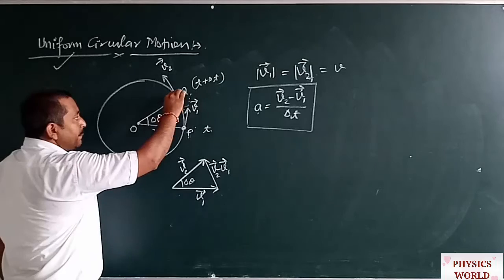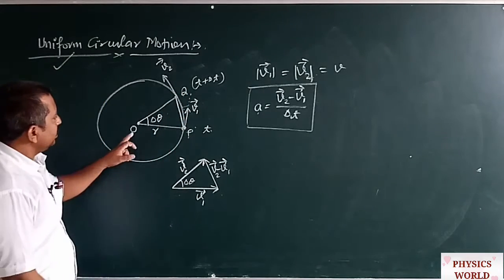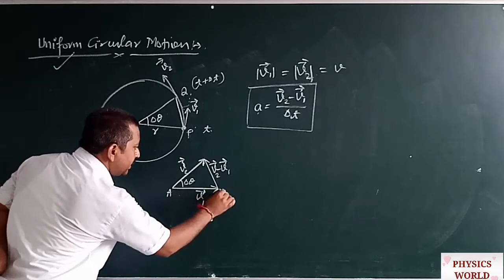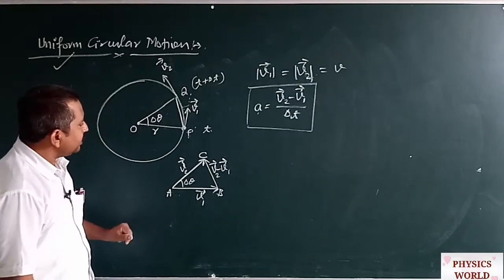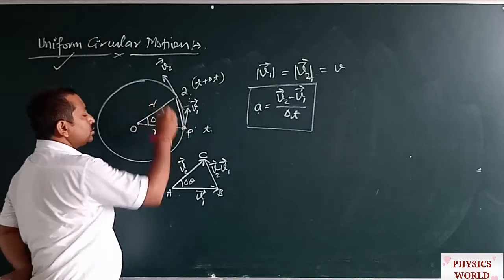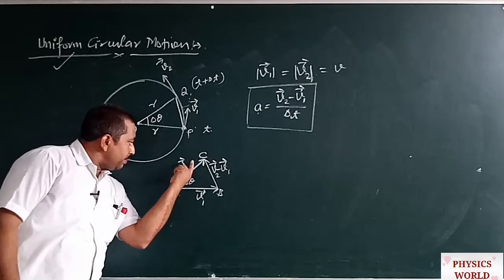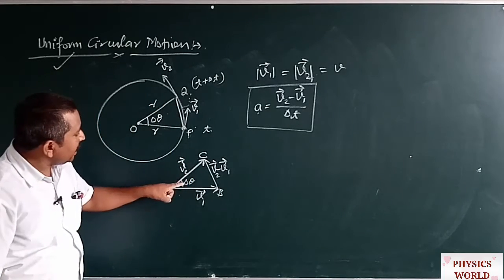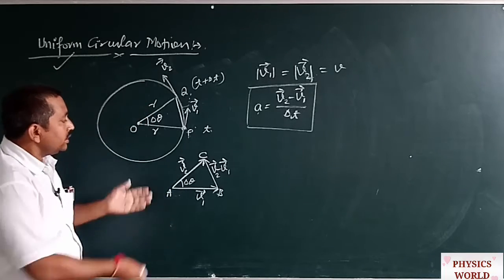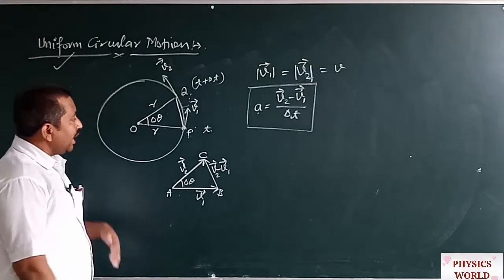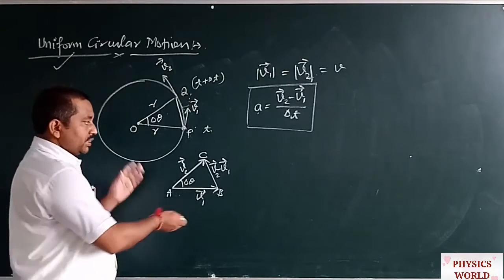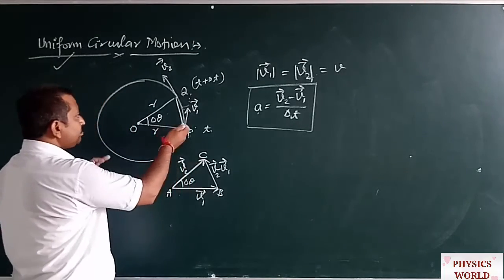So if we compare these two triangles OPQ and ABC, we find that they are isosceles triangles, because this side is r and this one is also r. So the magnitude of this is equal to the magnitude of this, and the angle between the equal sides of this triangle is equal. So they are considered similar, and the corresponding side ratios will be equal for the two similar triangles.